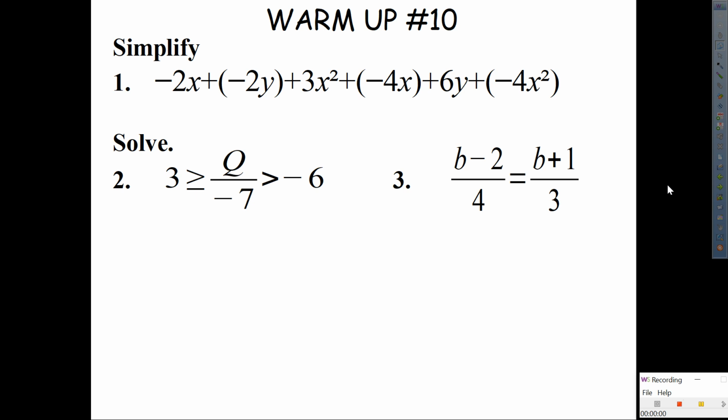Warm-up number 10 is on the screen. It's only 3 itty-bitty problems. Number 1 is to simplify, 2 and 3 to solve. I'll give you about 5-6 minutes. Let's see how you do with that. Copy and go.